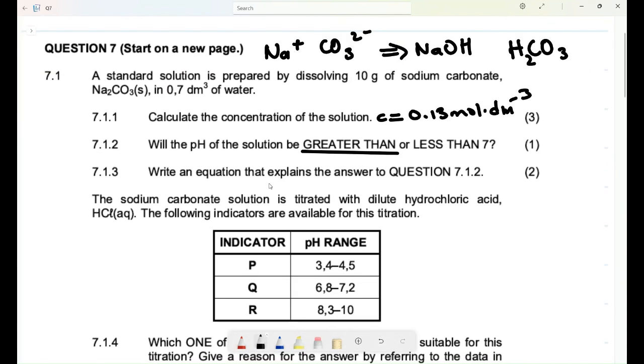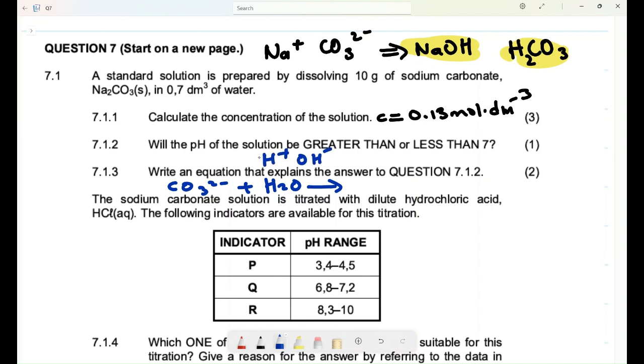But now we need an appropriate equation to prove that. Write an equation that explains your answer. What you can do is take the one that comes from a weaker acid. This is a strong base, this is a weak acid. So the one that comes from a weaker acid is CO3 2 minus. So you can take that CO3 2 minus and react it with water. Remember, water is H plus OH minus.